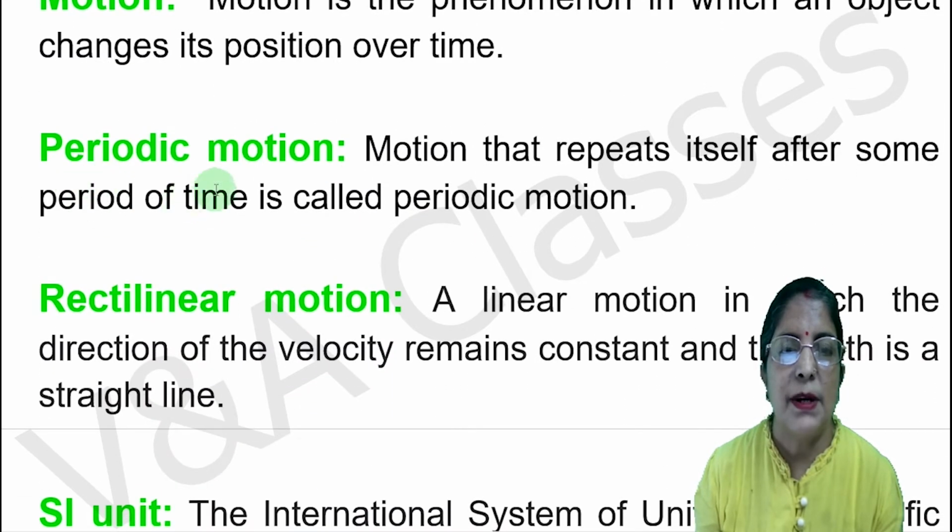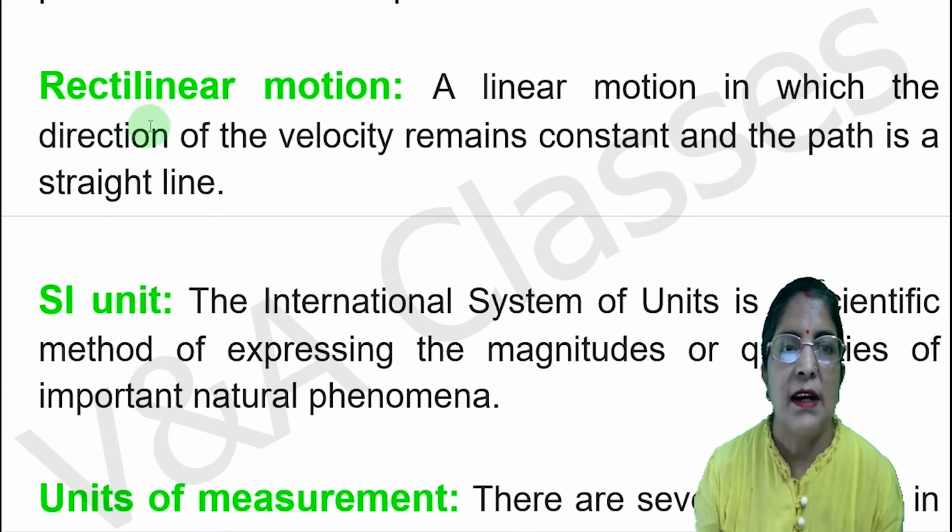Next keyword is periodic motion. Motion that repeats itself after some period of time is called periodic motion. Next keyword is rectilinear motion. A linear motion in which the direction of the velocity remains constant and the path is a straight line.